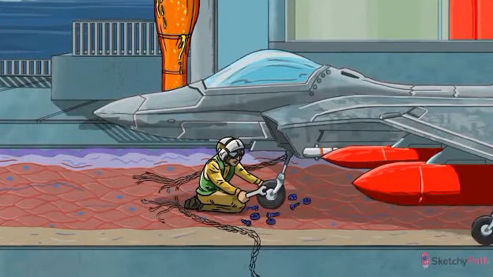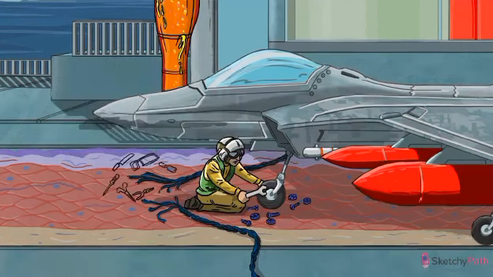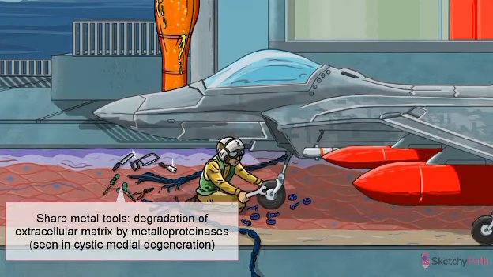Next, take a look for degradation of the elastic lamina and surrounding extracellular matrix. That snapped elastic wire, meant to catch the jets as they land, evokes an image of the fragmented, randomly arranged elastic fibers seen on histology. Matrix metalloproteinases probably play an important role in extracellular matrix degradation, represented here by those sharp metallic tools scattered in the area. These enzymes are secreted by the inflammatory cells, smooth muscle cells, and endothelial cells.